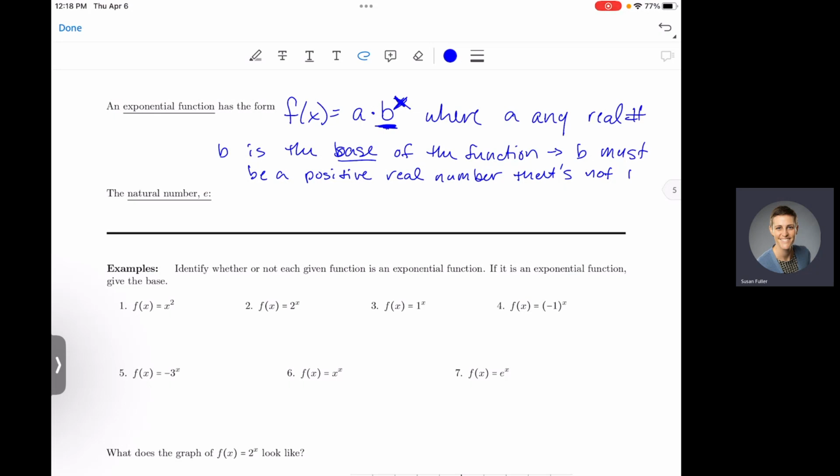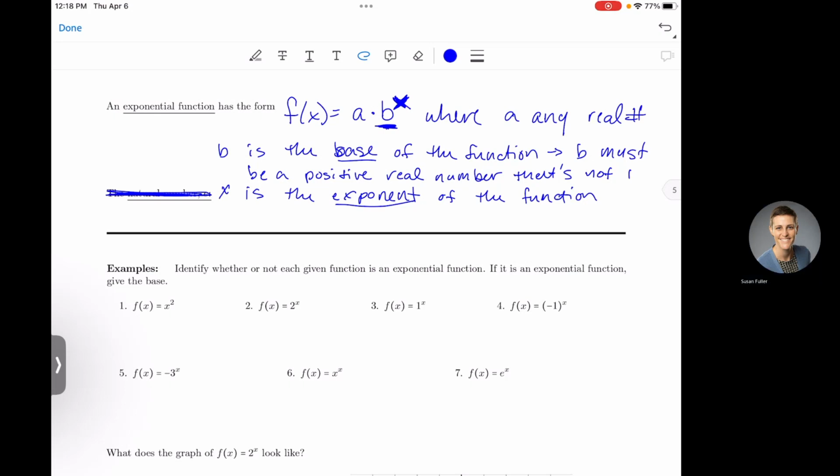And then x is the exponent of the function. Notice that the exponent of this function is where your variable is. That's what makes an exponential function: your variable is in the exponent. We're not going to bother with the natural number e in this video. We'll do that in class, but for now, this is what an exponential function looks like. And our goal today is going to be to graph these.